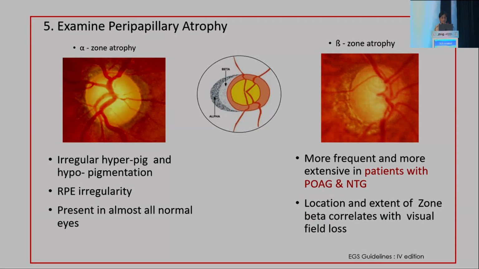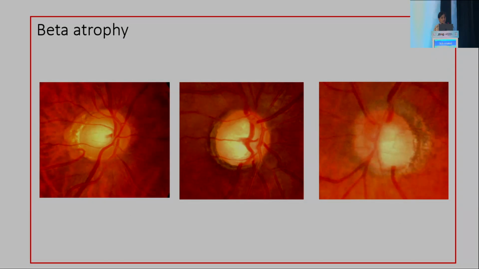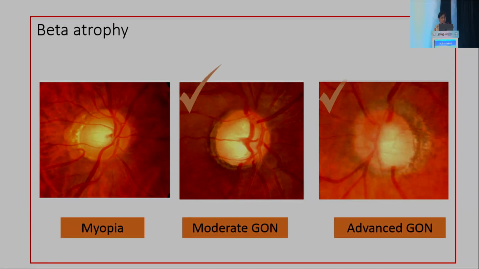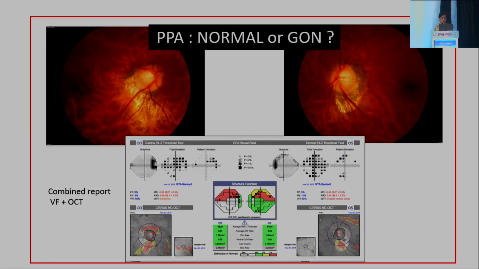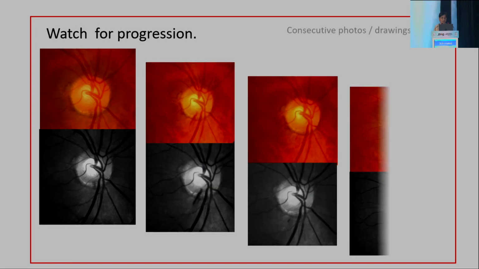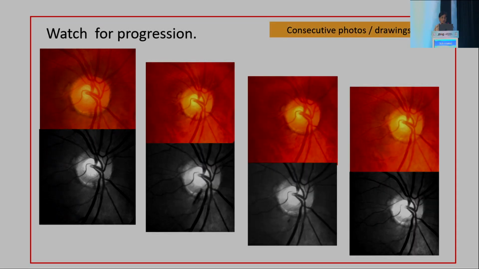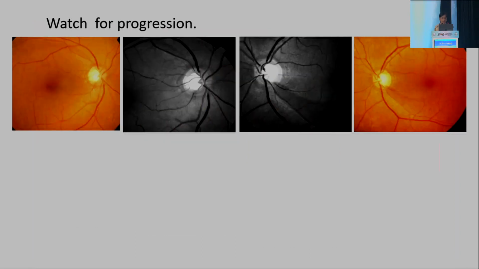Peripapillary atrophy, alpha zone and beta zone, is also important. Beta zone is seen in patients with POAG and NTG, and hence needs to be carefully understood. So this can be myopia, but the other two can be glaucoma. Is this normal? This is peripapillary atrophy, but this is definitely a physiologic condition, and you need to investigate, but it is not glaucoma. Always watch for progression, because disc hemorrhages can disappear and reappear at different stages, and they can precede the RNFL defects.